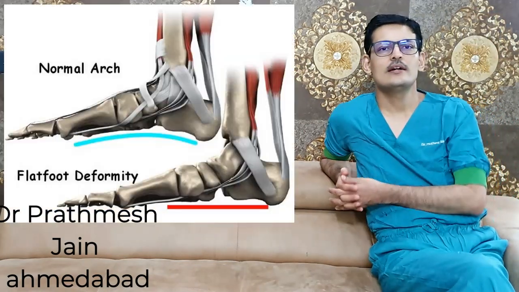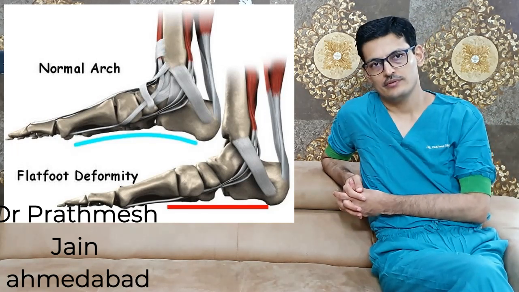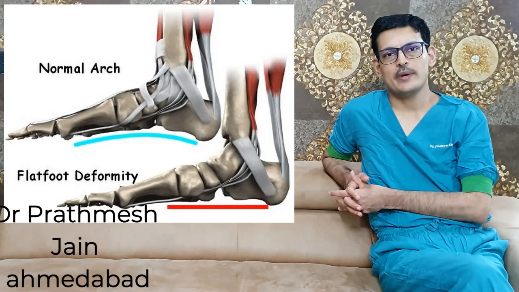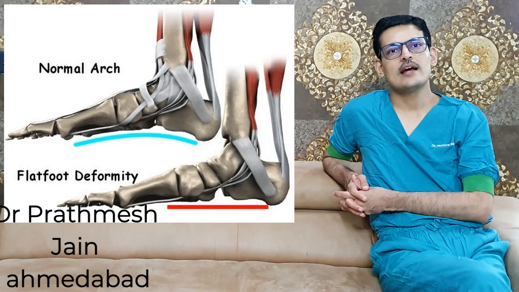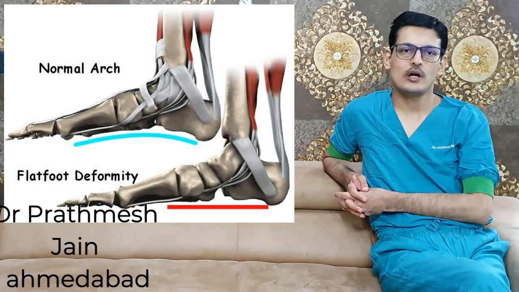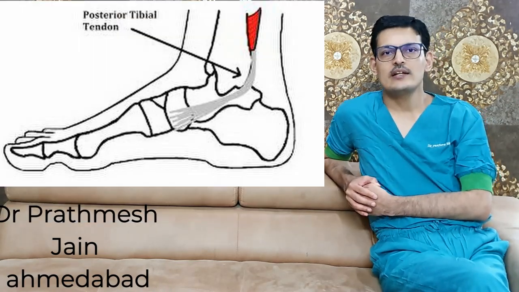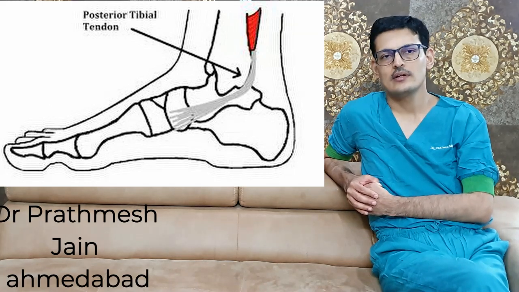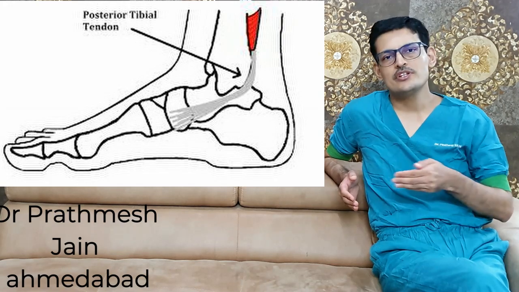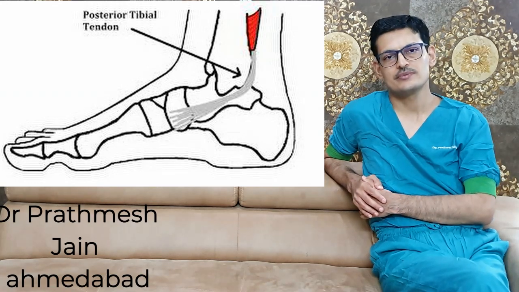So why does an arch disappear with time in an adult individual? There are many reasons and many theories. There are static stabilizers and there are dynamic stabilizers of the foot arch. The most important dynamic stabilizer is the tibialis posterior tendon. Tibialis posterior tendon is found just posterior to the medial malleolus, and it is the only tendon which rounds about the medial malleolus at an angle of 90 degrees.